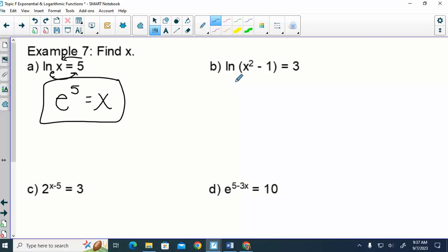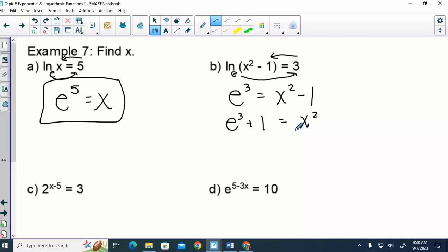B. So if I want to change that to exponential, the base is e, so what would I write? So then, what? So e to the third is not pretty. I'm just going to leave that as e to the third plus 1.